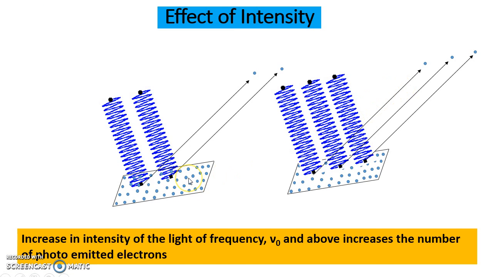When the intensity of the light is increased, then the number of electrons photoemitted also increases. So it can be summarized as increase in intensity of the light of frequency nu naught and above increases the number of photoemitted electrons. If we increase the intensity of the light, if it happens to be lesser than the threshold frequency, then we can't expect any photoelectric effect at all.